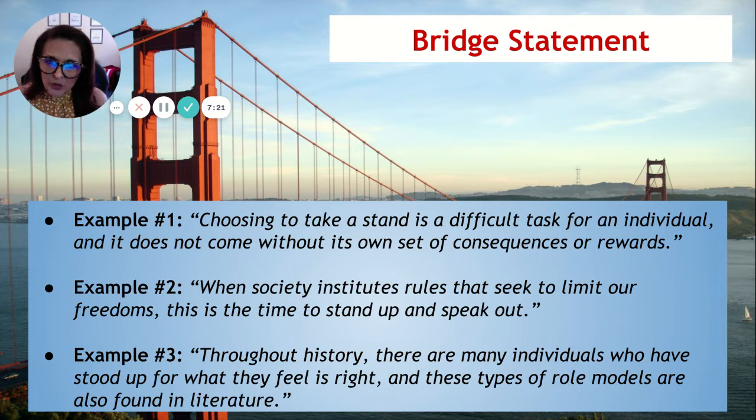So basically, the general idea behind a bridge statement is to make sure that we're tying whatever hook that we had at the very beginning of our essay to what is going to come last in our introductory paragraph, and that is our thesis statement. So you almost want to start giving a little bit of an introduction to your thesis, but you haven't given it away just yet. So you are building on that kind of anticipation of what your thesis statement will be.